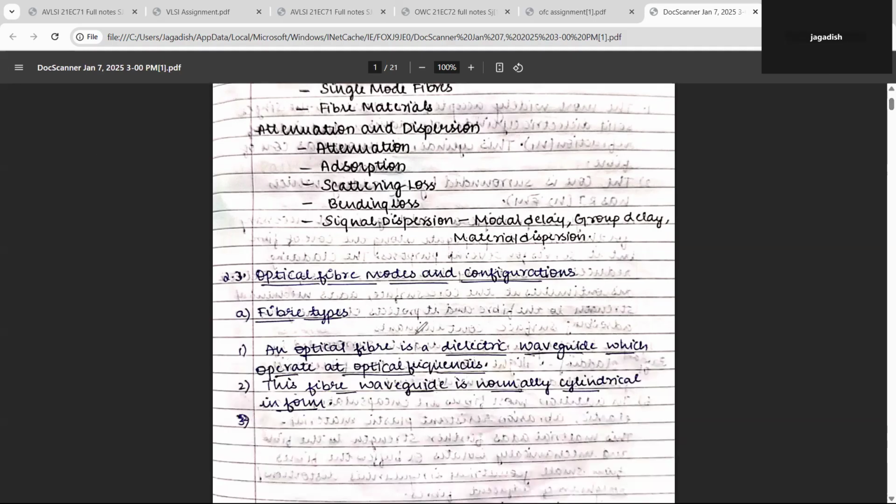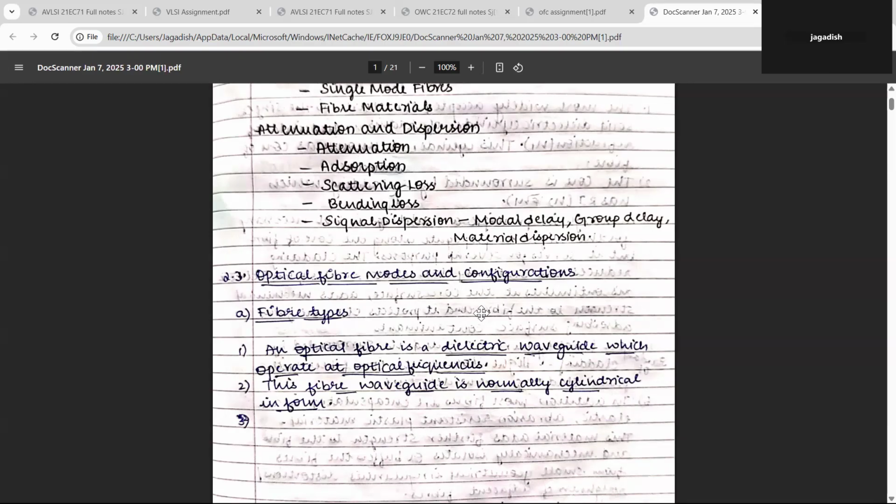So what is an optical fiber? An optical fiber is a dielectric waveguide which operates at optical frequencies. If they give this question, you have to write this definition, students. An optical fiber is a dielectric waveguide which operates at optical frequencies. The fiber waveguide is normally cylindrical in shape.